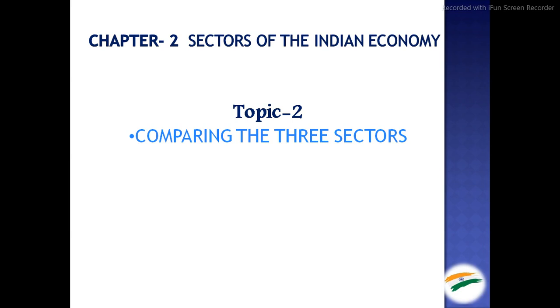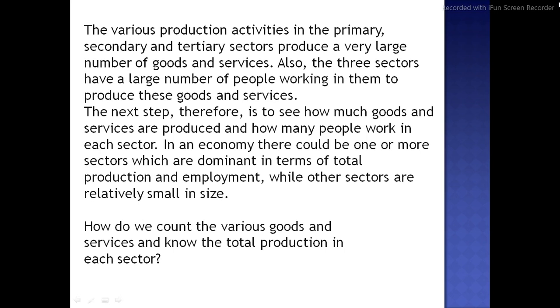Next, quickly going to see comparing the three sectors. Here we are going to discuss GDP and compare the three sectors. First, the various production activities in the primary, secondary, and tertiary sectors produce a very large number of goods and services. Also, the three sectors have a large number of people working in them to produce the various types of goods and services.